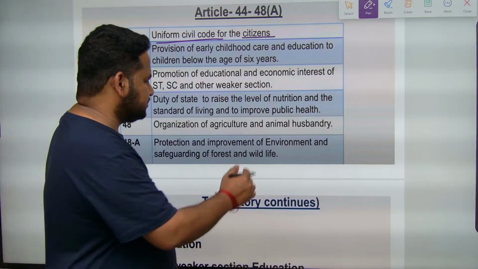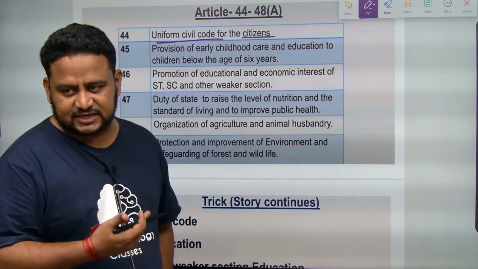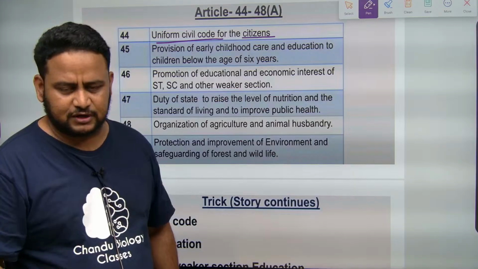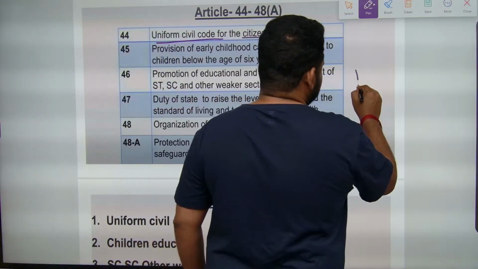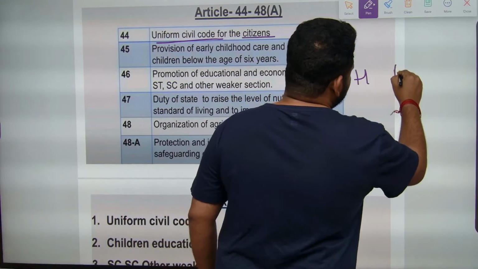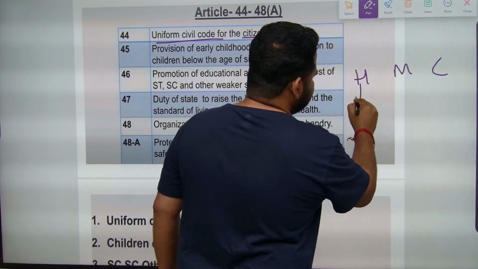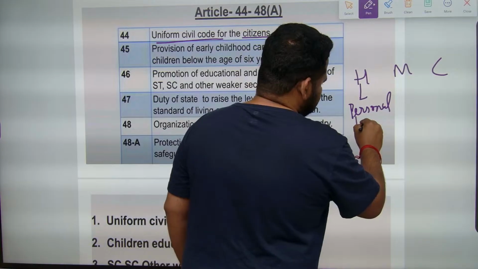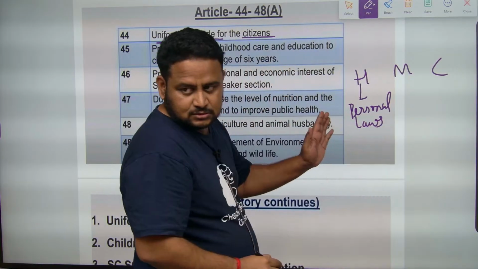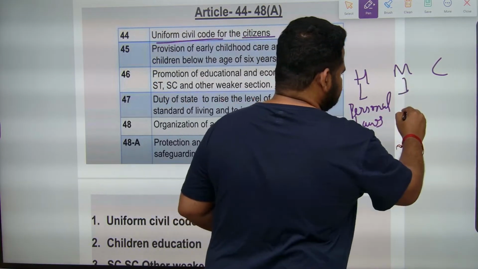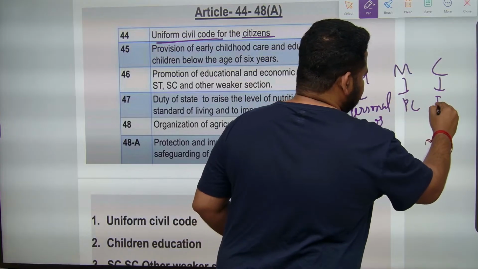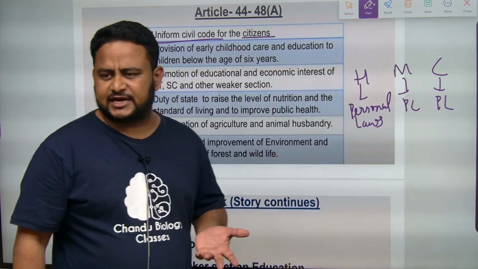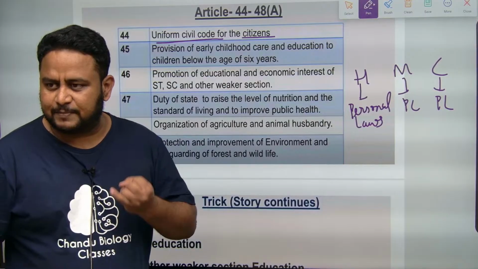Suppose we have different religions. Let us take the major religions. When we talk about our country, we have Hindus, Muslims and Christians. They have their own personal laws. I am talking about personal laws. What are those personal laws related to? Their personal laws are mainly related to marriage.